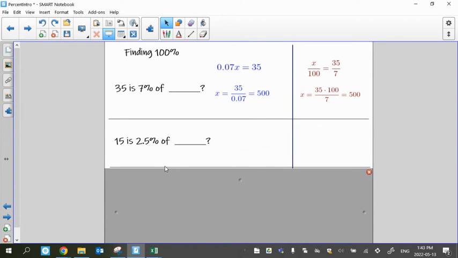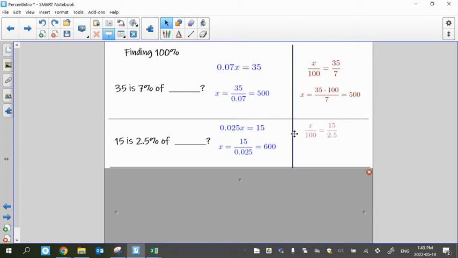Now, 15 is 2.5% of a certain number. Very similar to the one above. The only caution here is that when we write 2.5% as a decimal, we write it correctly. Notice how this is written: 0.025 times x equals 15, and then we divide by 0.025, and our answer is 600.